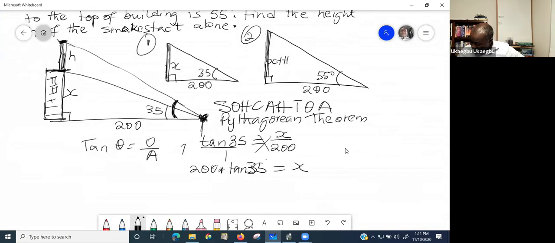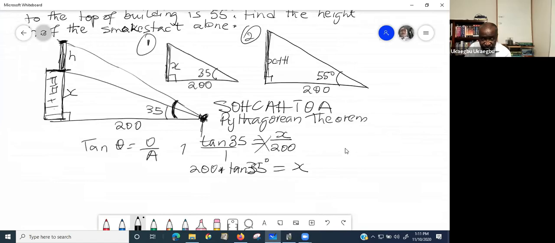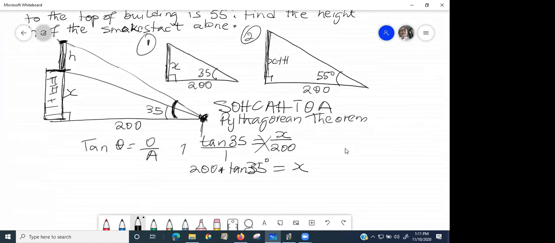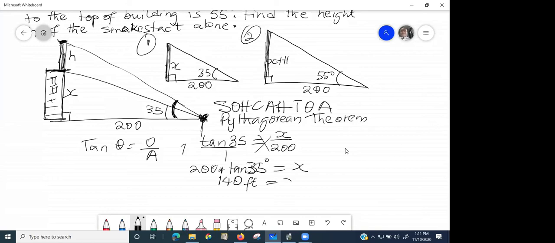Let's do that very quickly. Punch the numbers into your calculator. Use your cell phone calculator, ladies and gentlemen. So what does that give you? So you're doing 200 multiplied by tangent of 35. That's what you're punching in. Okay, so that should be about 140 feet, and that's equal to X.